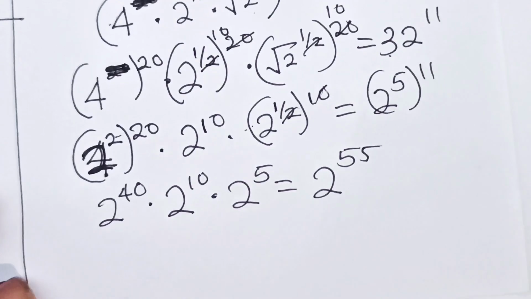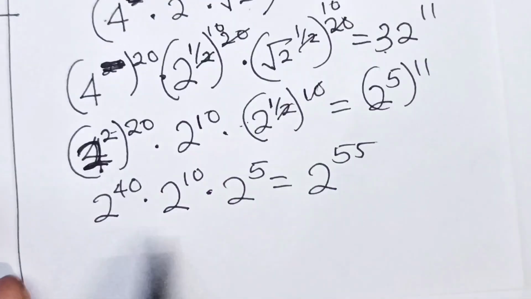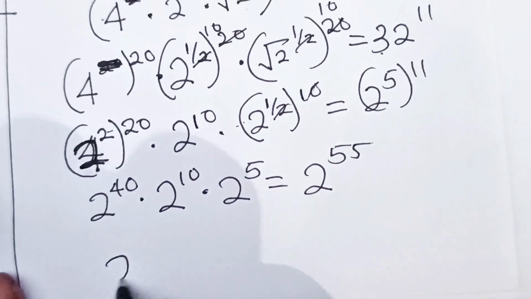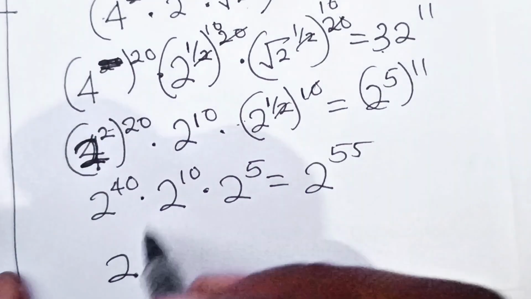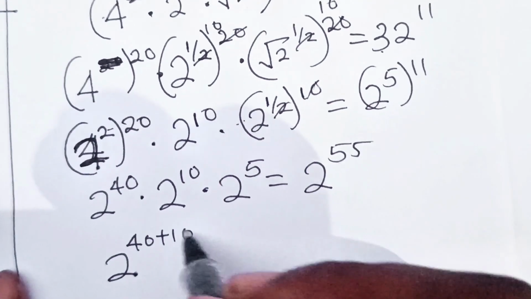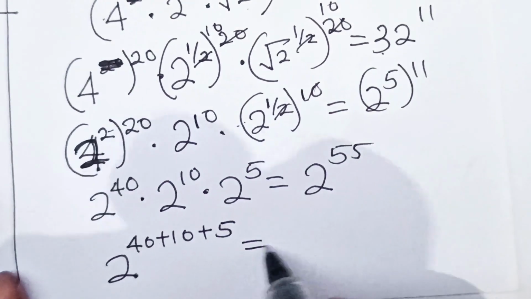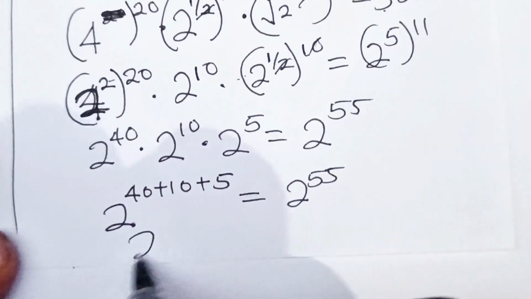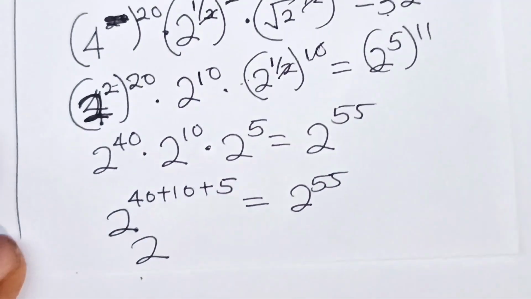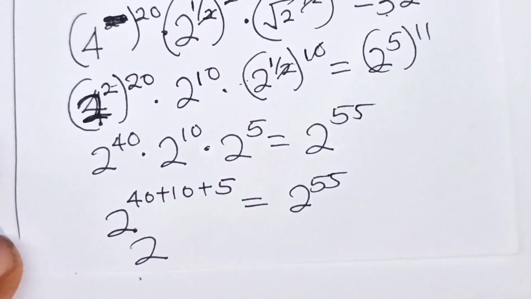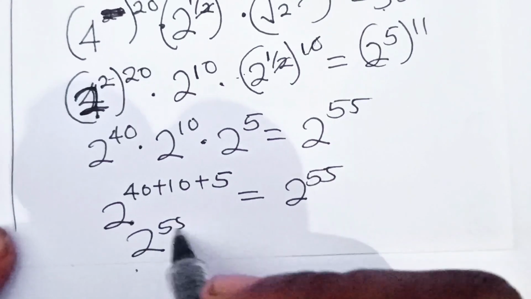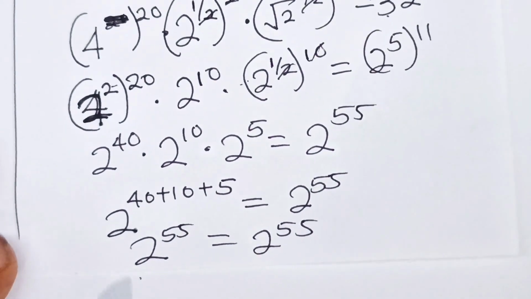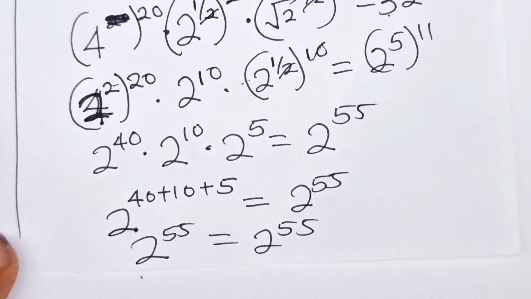Okay, now remember that when you have the same base and they are multiplying each other, you pick one base, so I'm going to pick 2, and you add the powers. 40 plus 10 plus 5 is equal to 2 to the power of 55. So we have 2 to the power of 40 plus 10 is 50, and 50 plus 5 is 55. So you can see that the left hand side is equal to the right hand side, and that proves that the answer we got is right.